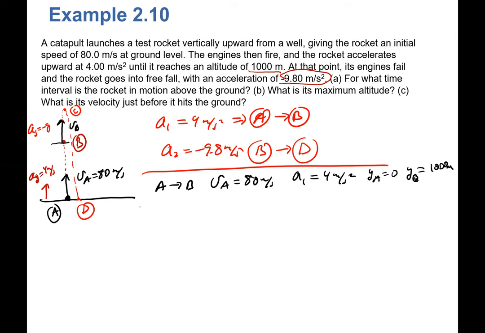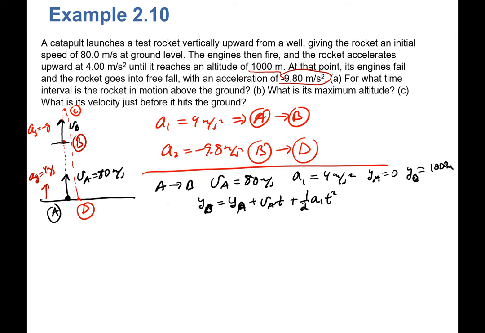So if I use equation two, for example, YB equals YA plus VA times time, plus 1/2 A1 times T squared. If I use this equation, I can solve for the time from A to B, but it's a quadratic equation, right? So you can do that. But let me show you another thing we can do.